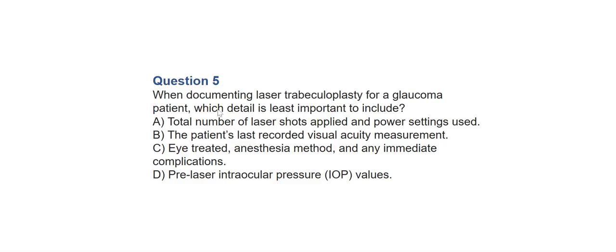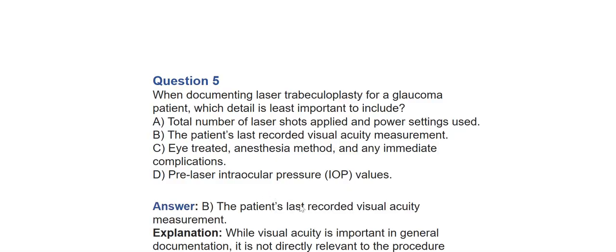Question 5. When documenting laser trabeculoplasty for a glaucoma patient, which detail is least important to include? A. Total number of laser shots applied and power settings used. B. The patient's last recorded visual acuity measurement. C. The eye treated, anesthesia method, and any immediate complications. Or D. Pre-laser intraocular pressure, IOP, values. The answer is B. The patient's last recorded visual acuity measurement.